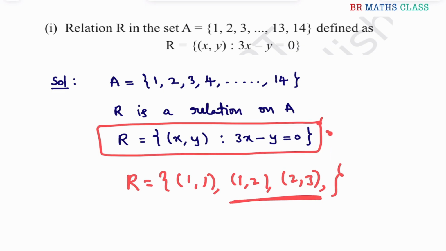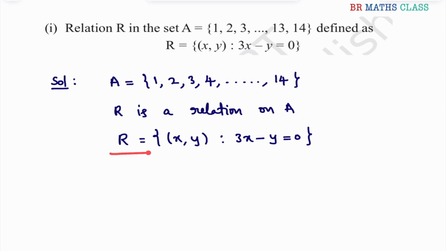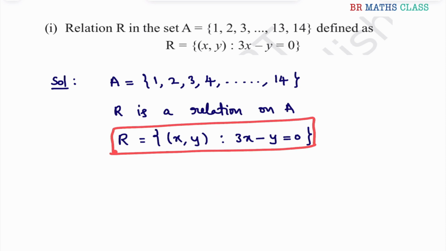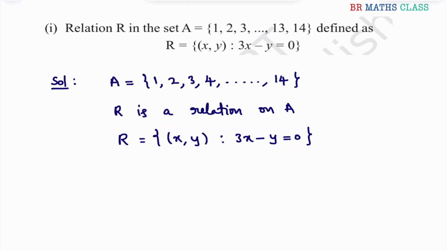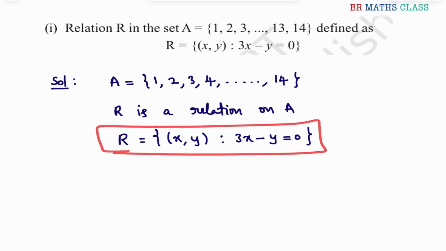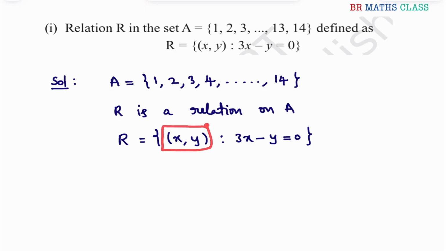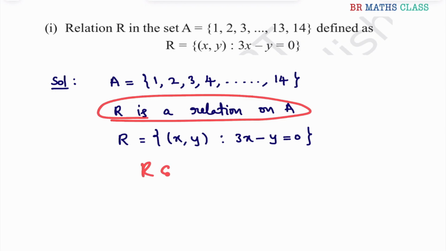But this relation is given in set builder form. Elements are represented with their property. So the point is you need to write this relation in roster method, then we can easily check whether the relation is reflexive, symmetric, or transitive. To write this relation in roster method, you observe these ordered pairs. Here R is a relation on A. As R is a relation on A, R is a subset of A cross A.